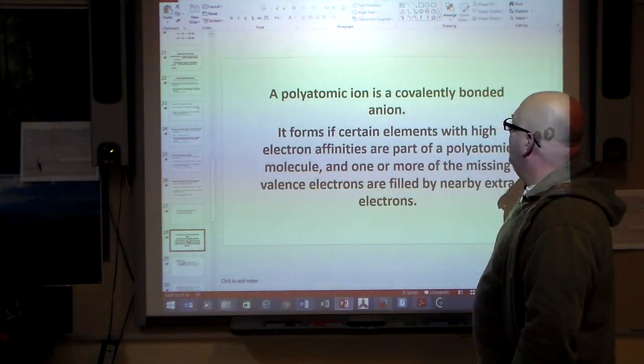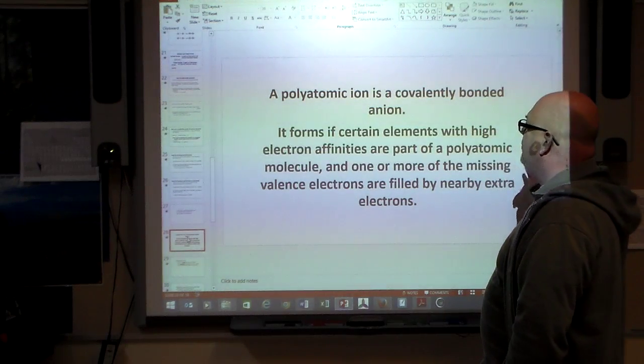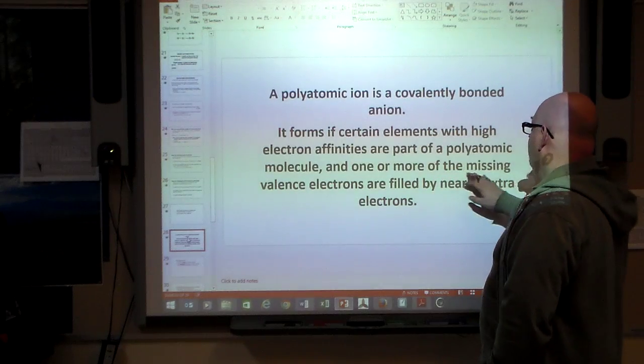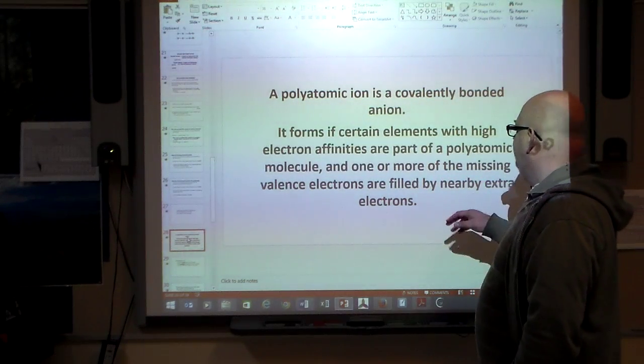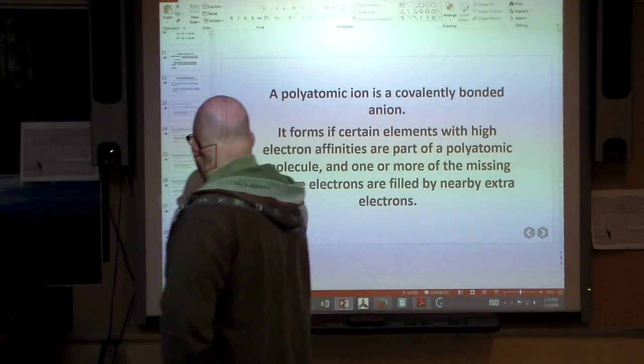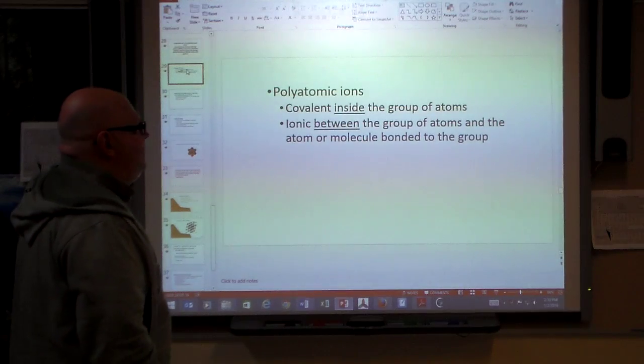Now, a polyatomic ion is a covalently bonded anion. It forms as certain elements with high electron affinities are part of a polyatomic molecule, and one or more of the missing valence electrons are filled by nearby extra electrons. Okay, so, polyatomic ions.